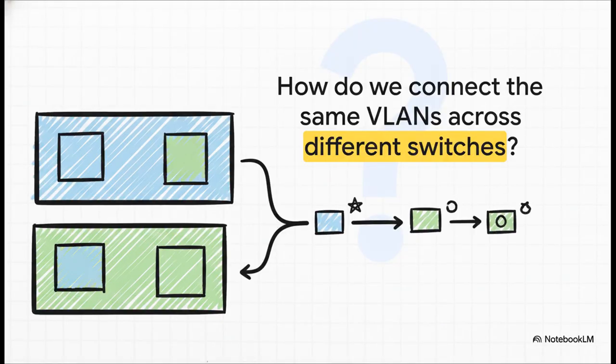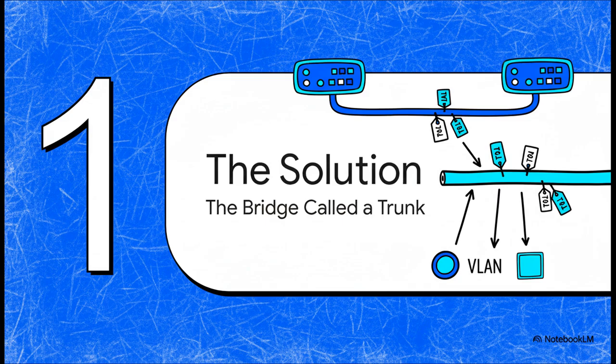So how do we solve this? How do we build that bridge so that VLAN 10 on the first switch can talk to VLAN 10 on the second? And how do we do it for all of our VLANs without running a crazy, messy spiderweb of cables for every single one? Well, the solution is actually incredibly elegant, and it's a super powerful concept called a trunk. This is the special connection that's going to bridge that great VLAN divide.